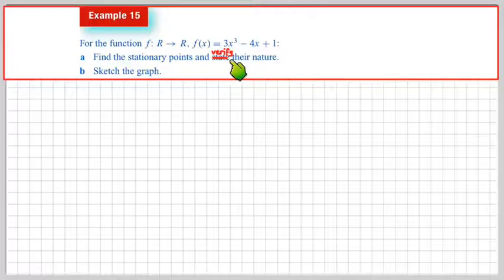Now, I should state at the outset that it's very obvious when you look at this that you don't really need to use a gradient table to verify the nature of these stationary points, but we're going to use one anyway because I want to show you how to do one in case you get asked.